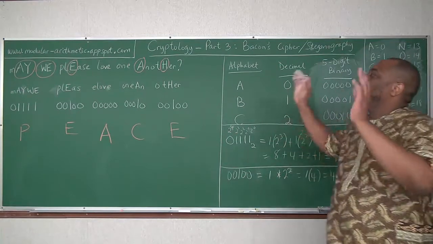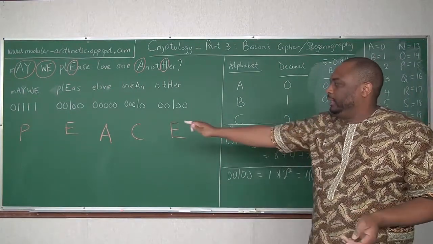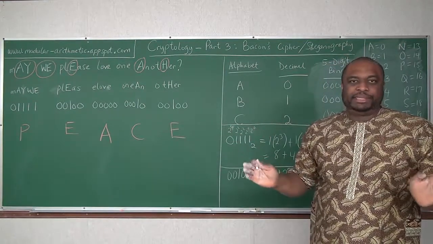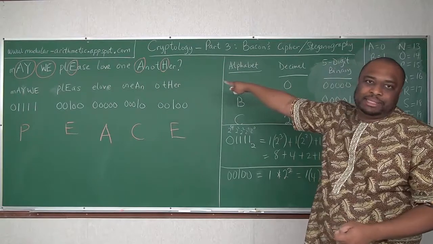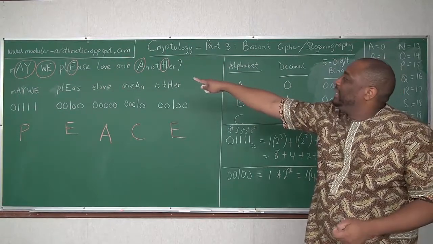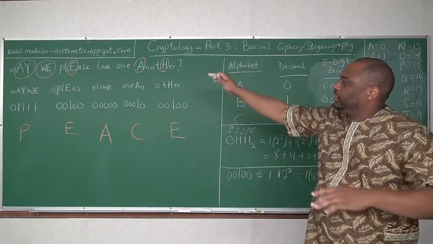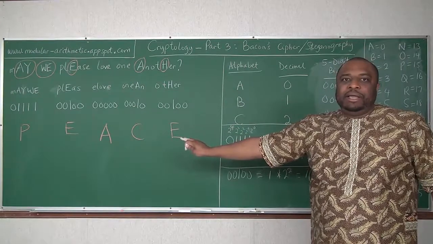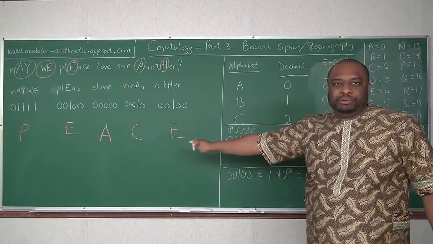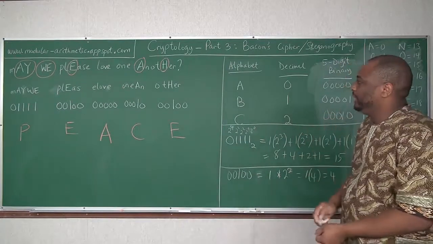Okay, so how do we encode it? How do you have this message, peace, and how do you encode it? Because what we just did was, they gave us the message and we decoded it. But now we are given the actual secret message, so let us encode it.